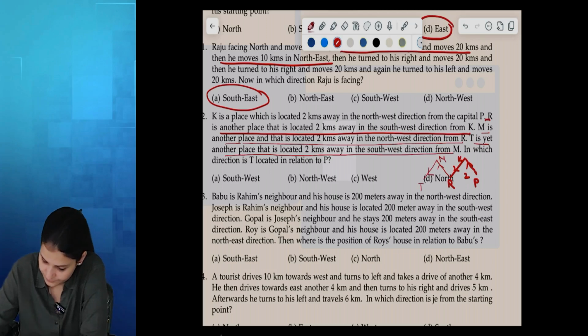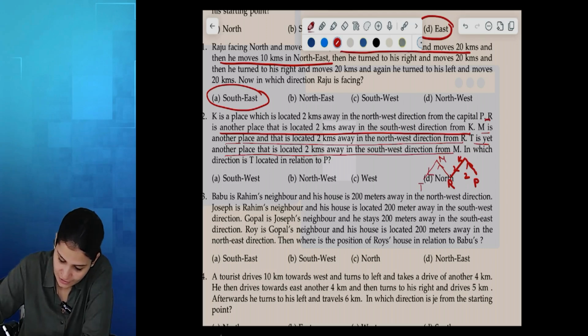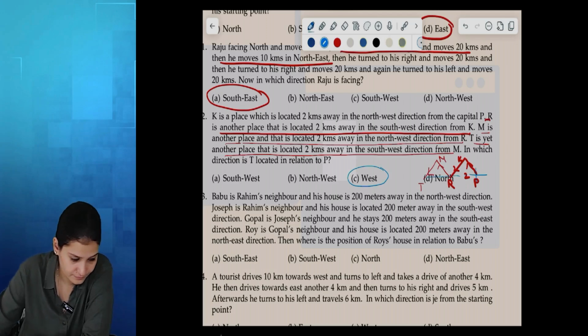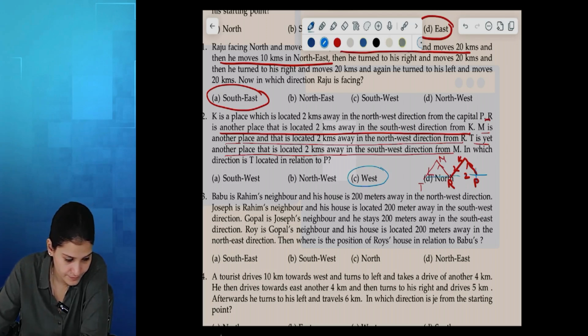This one. In which direction is T located with relation to P? West side. Yes, ma'am. Done.